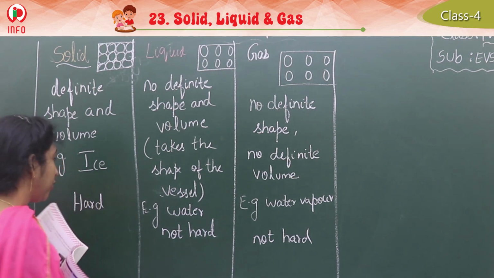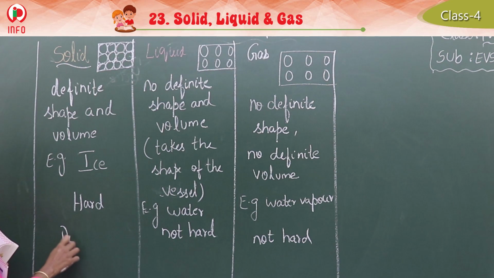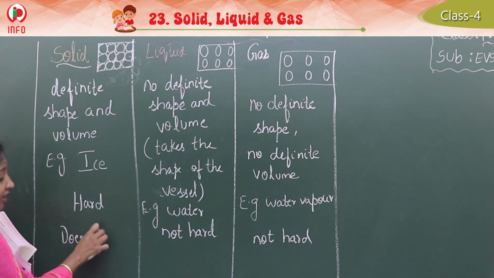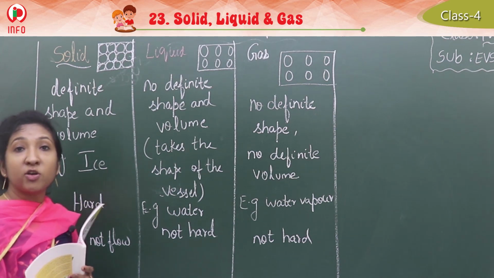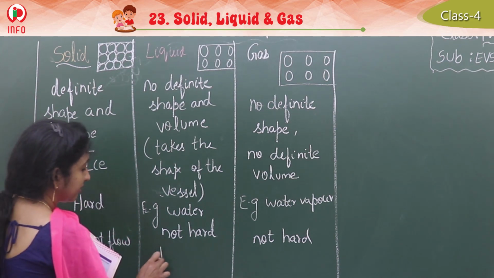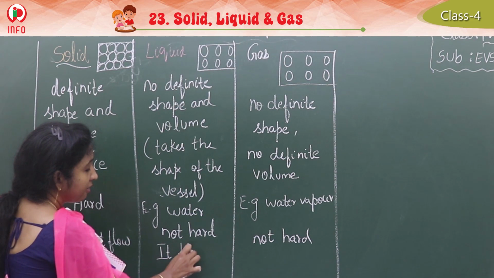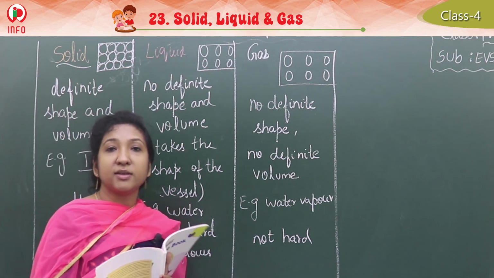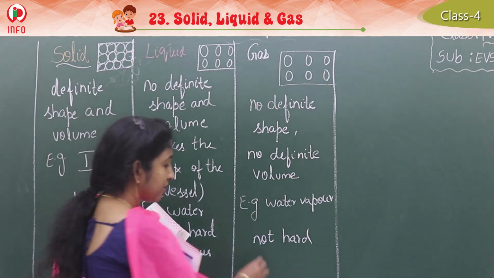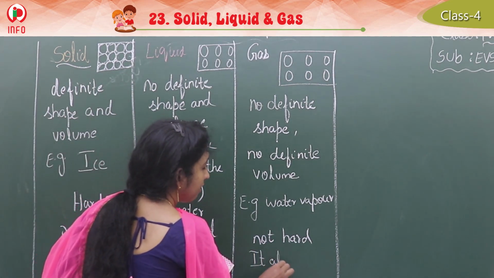Then, solid does not flow. It cannot flow because it is hard. What about liquid? Liquid flows, because it is water, it flows. Then what about gas? It also flows.